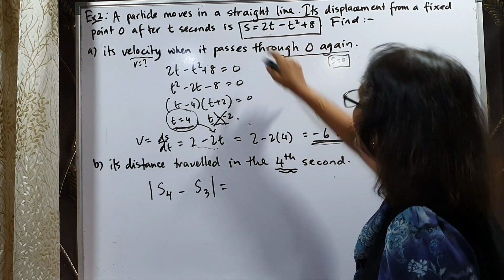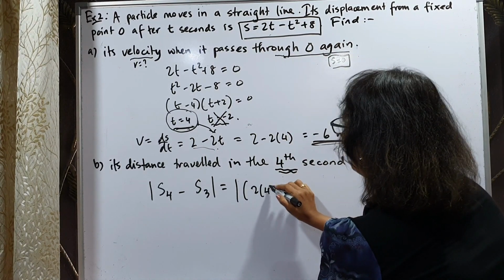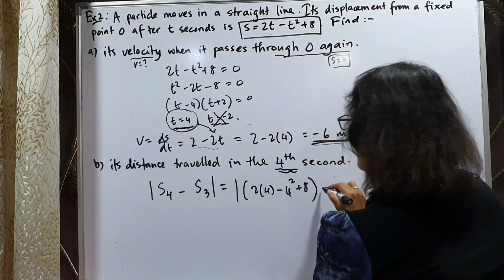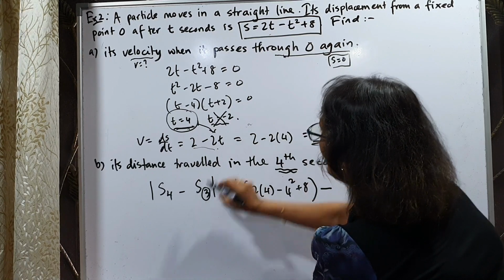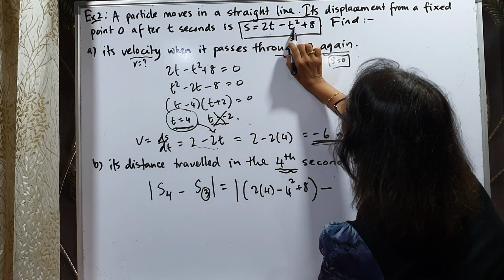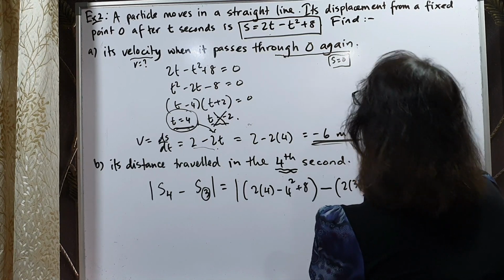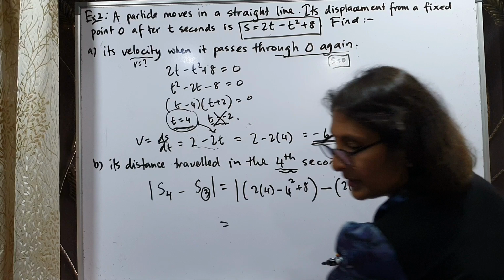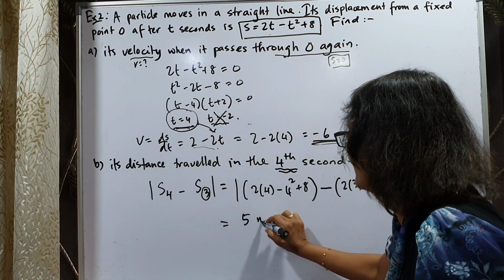Okay, so here will be 2 times 4 minus 4 squared plus 8, and minus s3. All the t's here are substituted with 3. So it's 2 times 3 minus 3 squared plus 8. Okay, when you calculate this, you will get your answer as 5 meters.